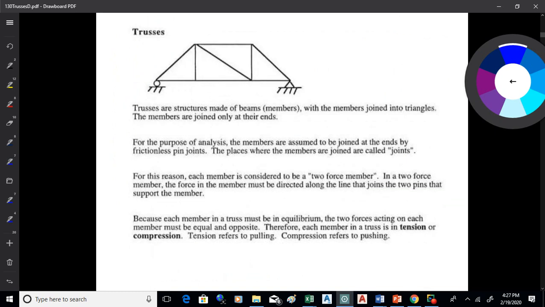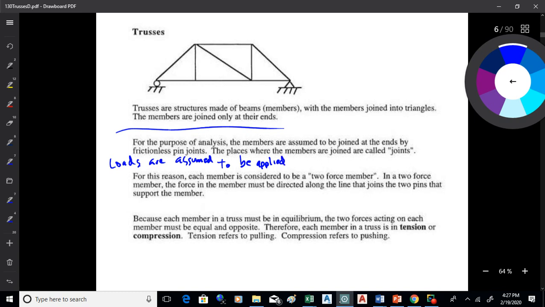Okay, so trusses, and I'm on page 480 now. When you take these long, thin members and join them into triangles, they're assumed to be joined only at their ends. We assume that they're joined with frictionless pin joints, which is a bit of an assumption. We also assume that the loads are only applied at the joints. The joints are where the members come together.